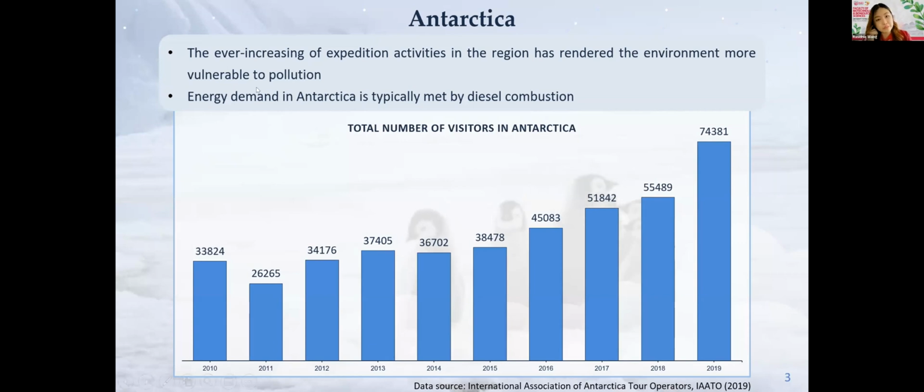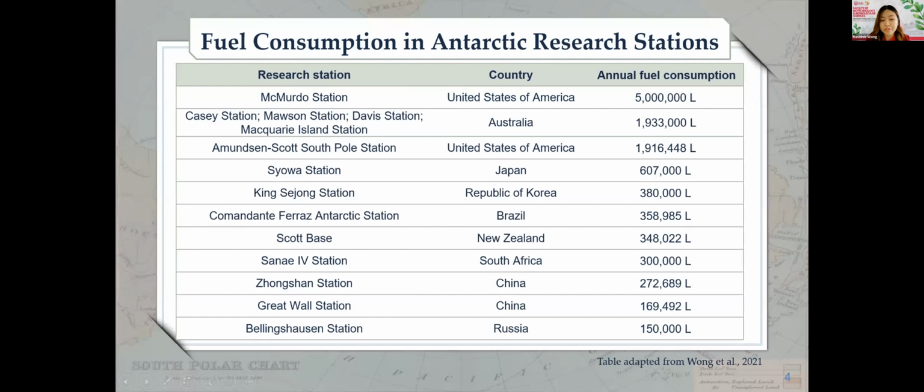As I'm sure everyone here is familiar, Antarctica is the Earth's most southern and most pristine region. Though it seems to be uninhabitable, human activity in Antarctica has actually increased over the years according to the IATO data in 2019. Most human activities in Antarctica are powered by diesel combustion, which leads to very significant fuel consumption in some of the Antarctic research stations. And undeniably, most of the Antarctic research stations nowadays have been working on renewable energy.